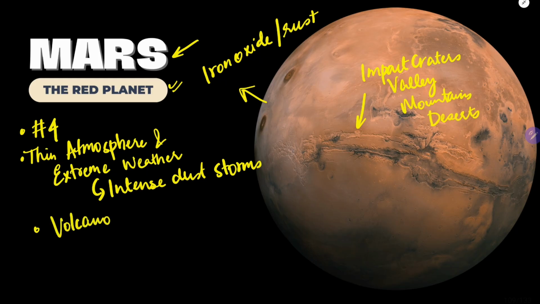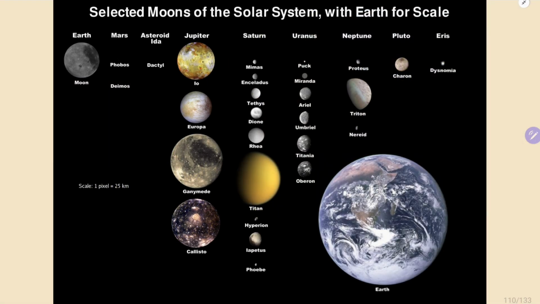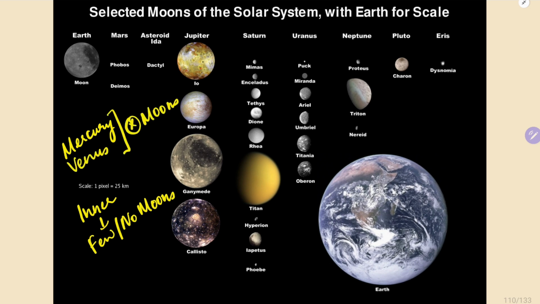Mars has the largest volcano in the solar system called Olympus Mons. It also has one of the largest canyons in the solar system called Valles Marineris. We saw that the inner planets have few or no moons. Mercury and Venus have no moons, while Earth has one and Mars has two, Phobos and Deimos.